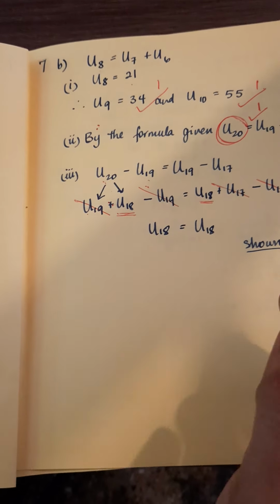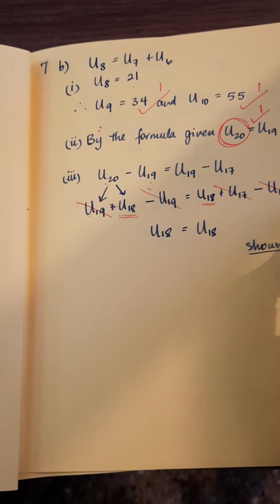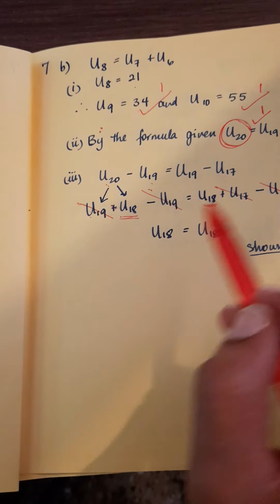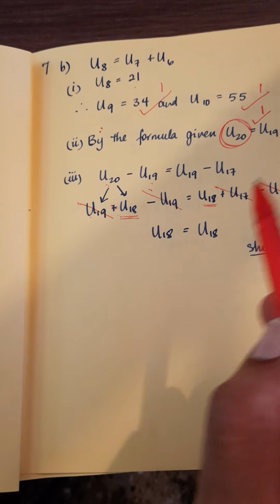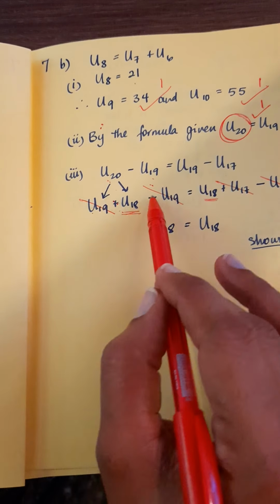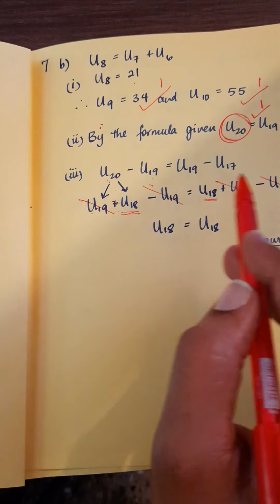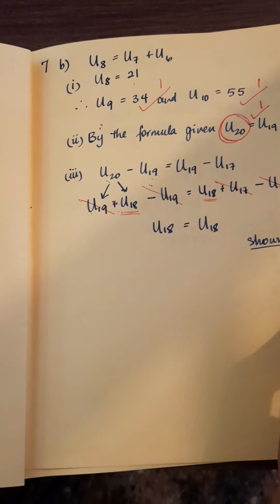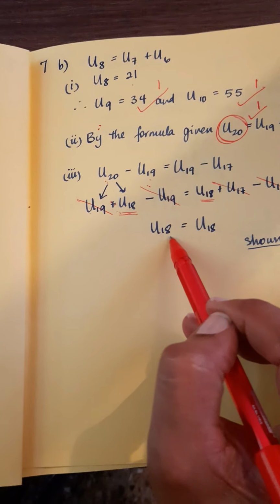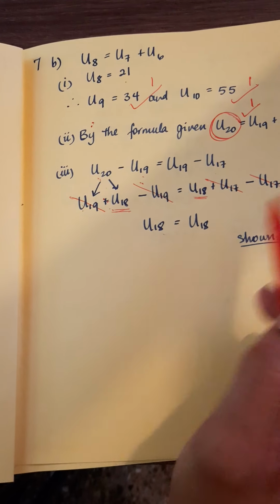I will give a mark for each line, because some may get this line but not be able to break it down. They may not cancel out, or they may continue going down beyond. So once you have this line, I will give a mark, and if you have converted it to this line, I will give another mark.